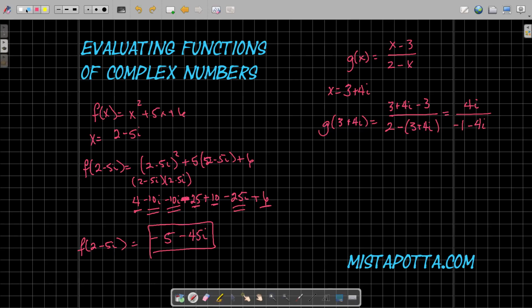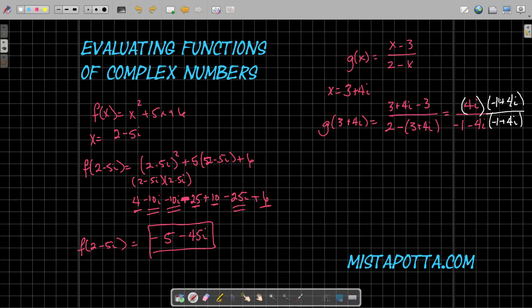And this is where we introduce the conjugate. Because I'm dividing by a complex number, the conjugate only changes the imaginary part. The real part stays the same. The imaginary part changes sign. And whatever I do to the bottom, I must do to the top. So now I want to multiply.